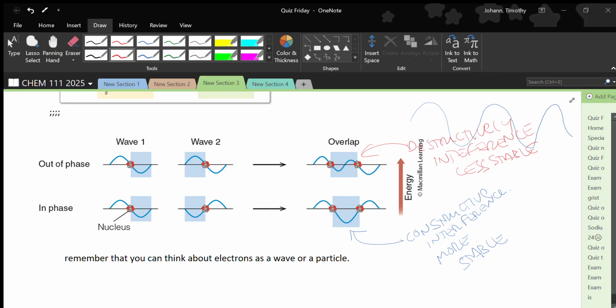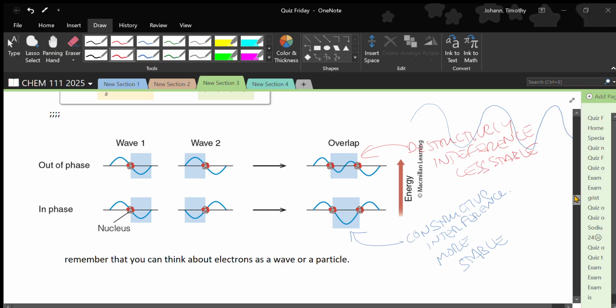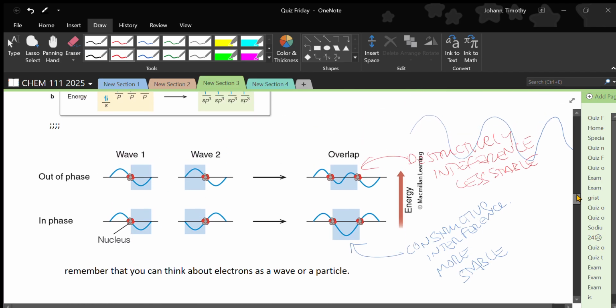All right, so these waves could come, depending on how that's going, they can then constructively or destructively interfere to become more or less stable. In terms of the orbital, these are orbitals. This is where the electrons live, essentially. All right. So we're going to do this, but with three-dimensional orbitals. We're going to think about this.